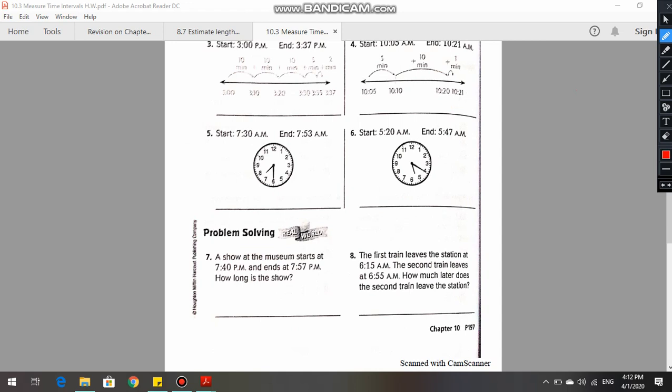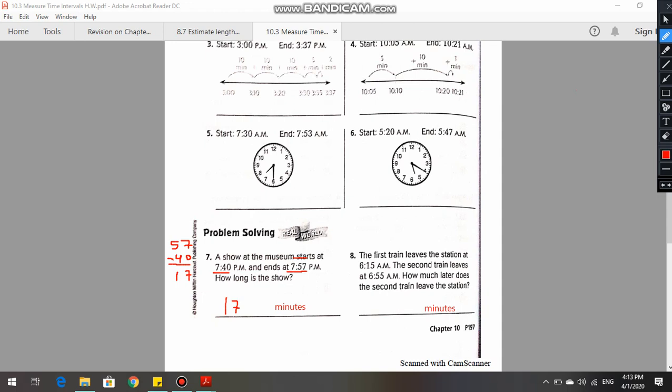Now, number 7, a show at the museum starts at 7:40 and ends at 7:57 p.m. How long is the show? Okay, it lasts for how many minutes? It starts at 7:40 and ends at 7:57. So I'm gonna say 57 minus 40. Why am I gonna ignore the hours and only subtract the minutes? Because I have the same hour, guys, 7 and 7. So I'm gonna ignore it. Now 7 minus 0 equals 7 and 5 minus 4 equals 1. So it's 17 minutes.